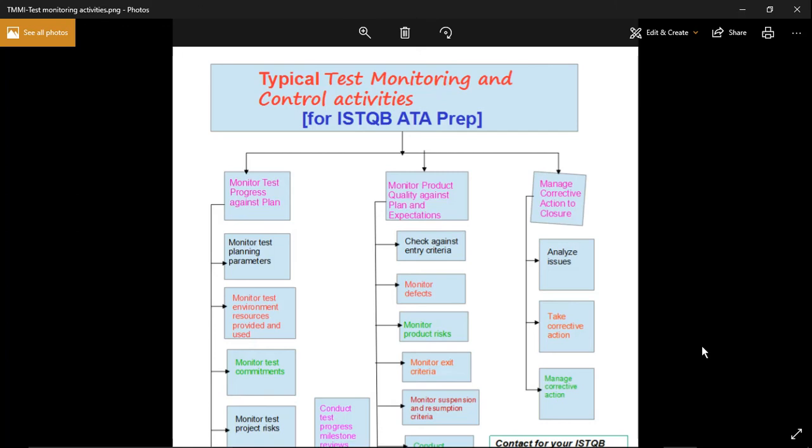First one is monitor test progress against plan. Then second one is monitoring product quality against plan and expectations. And third one is managing corrective action to closure.